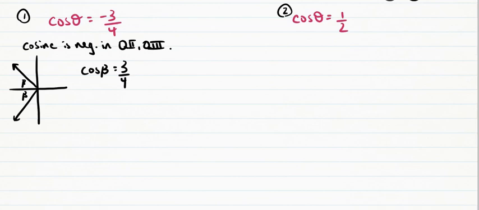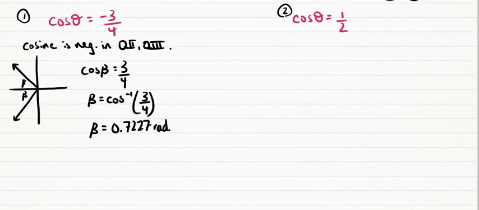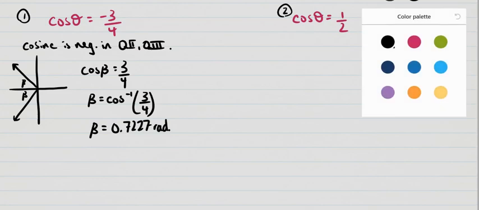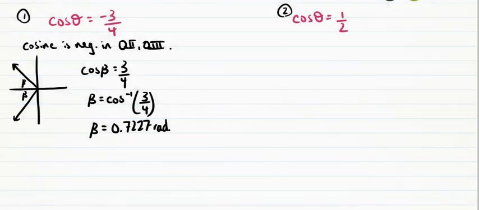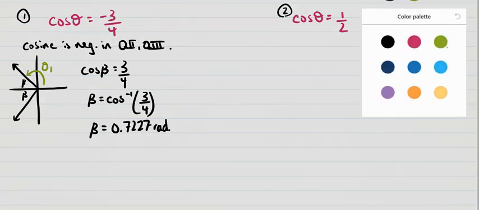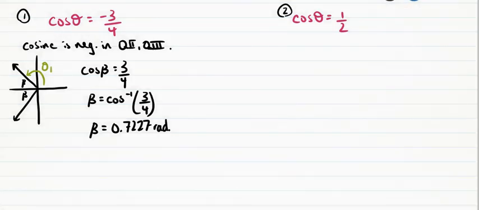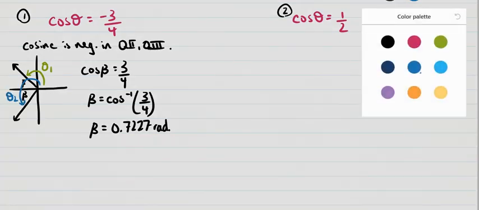And the cosine ratio of 3 over 4 does not come from our special triangles. So we're going to use the cosine inverse to solve for beta. And we get that beta is approximately 0.7227 radians. So if we use that on our diagram, this is going to be theta 1, so our first possible answer. And this is going to be theta 2, our second possible answer.